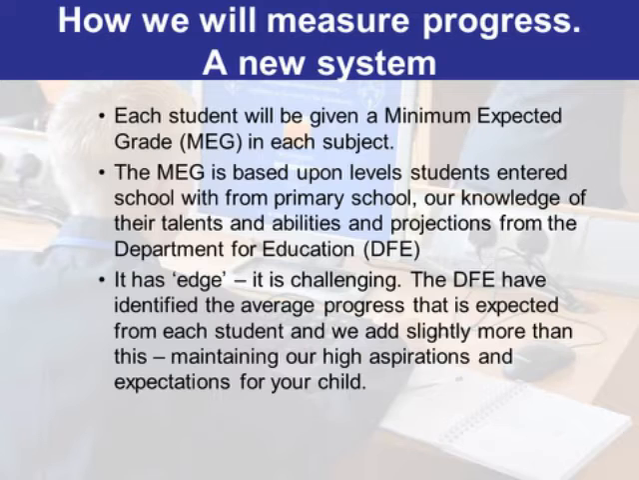But now we're going to give students a minimum expected grade, a MEG, in each subject. The MEG is going to be based upon the levels that students entered school with from primary school, our knowledge of your child's talents and abilities, and also projections from the Department for Education. But we've added some edge to these minimum expected grades. We've made sure they're more challenging. The Department for Education have identified what average progress they'd expect from your child, but we've added slightly more onto this because we've got high aspirations and we expect more than just the average from your child.